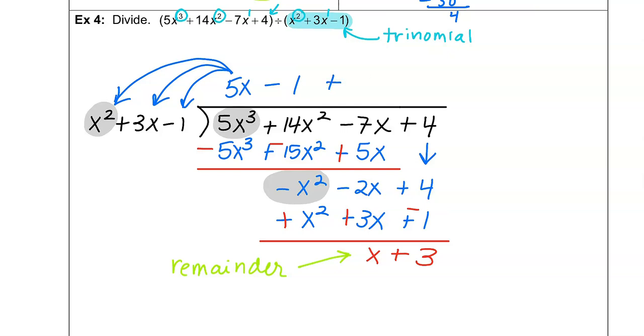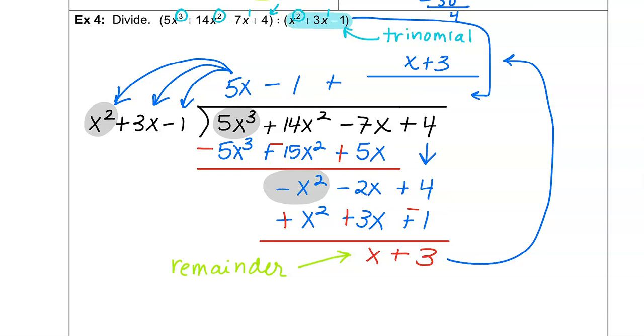So I'm going to add a fraction here. And in the top of the fraction, I'm going to write the x plus 3. And in the bottom, I'm going to write the divisor, which is the x squared plus 3x minus 1. And that will be the answer.